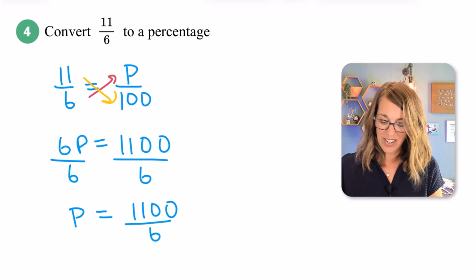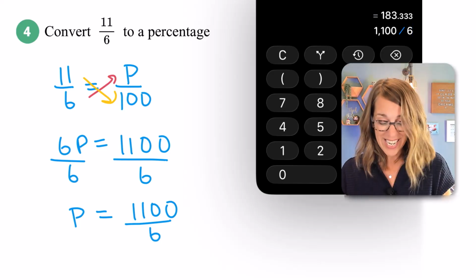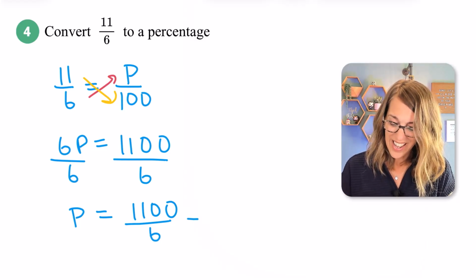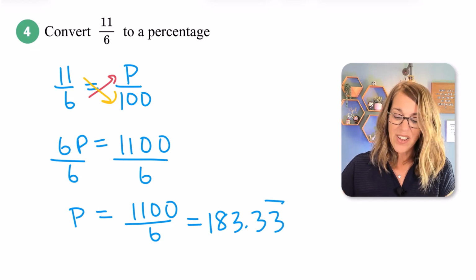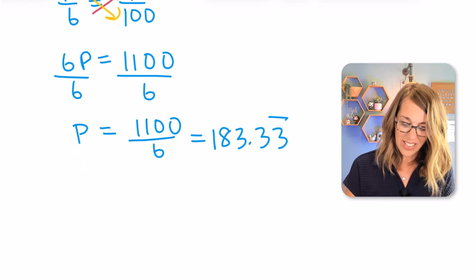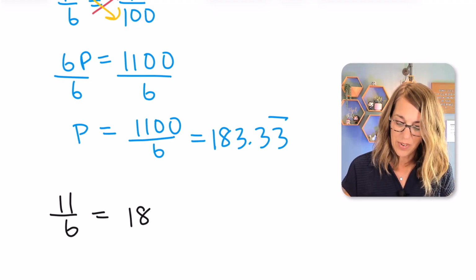You could do the long division, but I've got my calculator. So 1100 divided by 6 is 183.33333 repeating. So I'm going to write that as 183.33 repeating. So we can say that 11/6 is equal to 183.33 repeating percent.